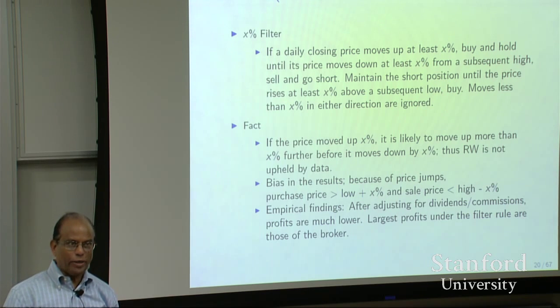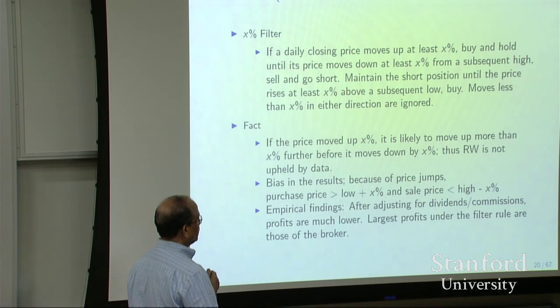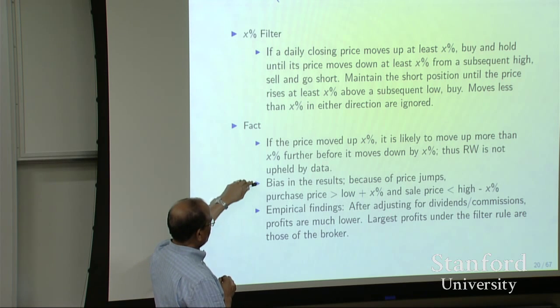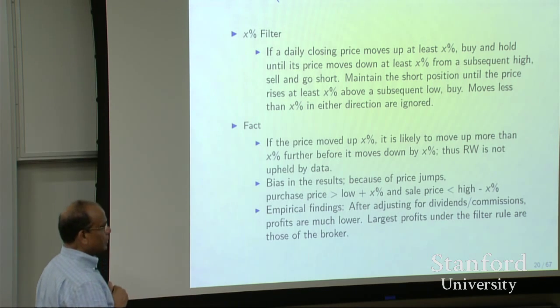The first two papers by Alexander came out in pretty nice journals and are very easy to read, very easy to follow. The reason I think these initial papers were very successful was that you can show that if the price moved up X%, it's likely to move up more than X% before it moves down X%. So that shows the random walk is not upheld by the data. I think there are a few biases in the results, but the most important thing I want to go through is the last line here.